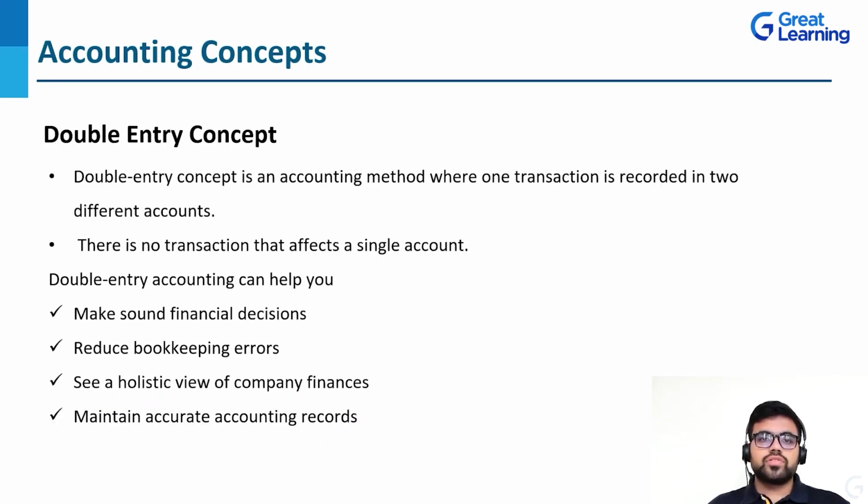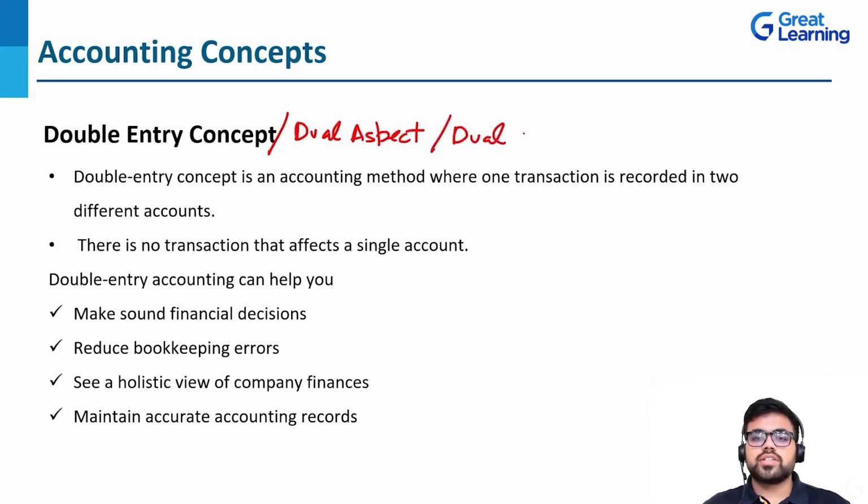So the next type of accounting concept is called the double entry concept. This is the most important type of concept in the accounting world. It has many other names, like it is also called the dual aspect concept, or the dual transaction concept also.